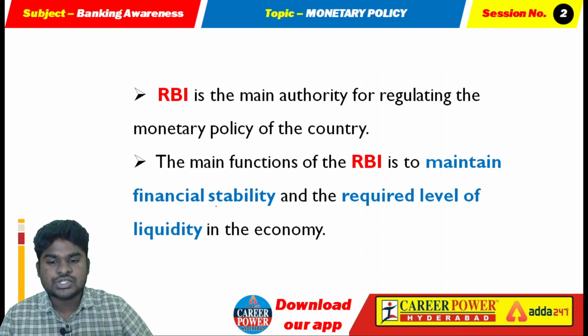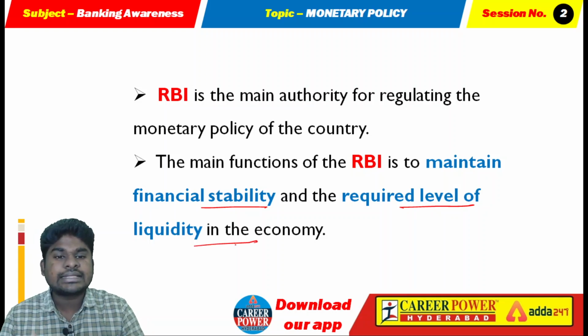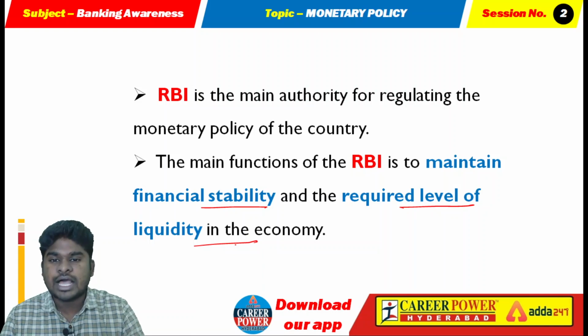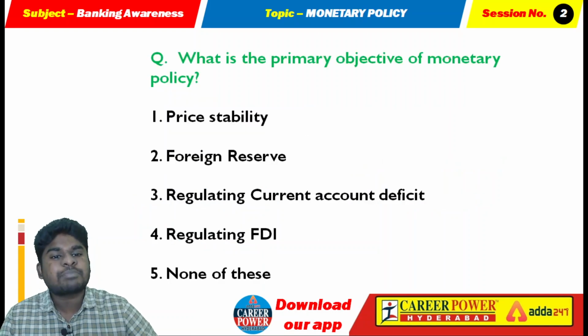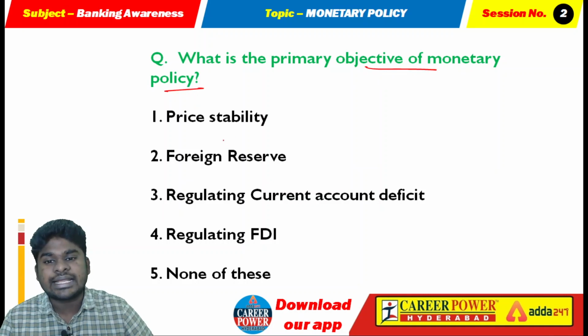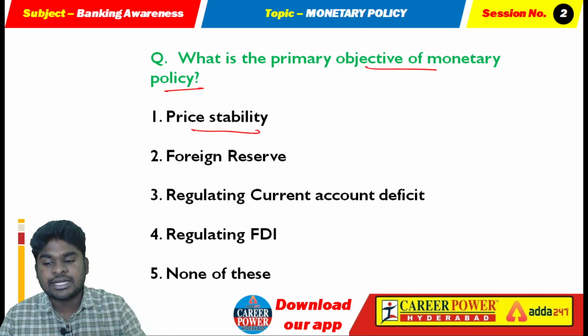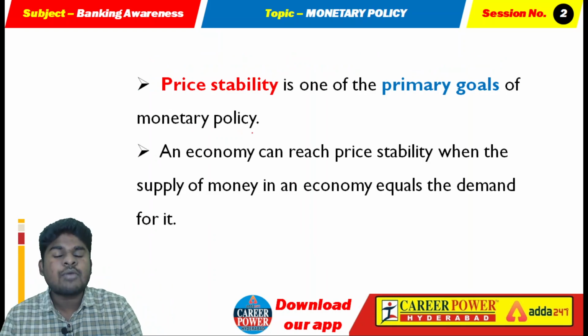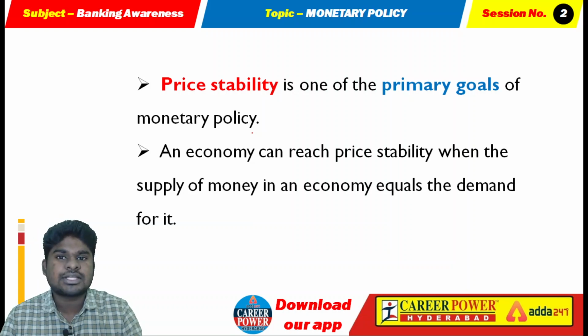So this main function is to maintain price stability and to maintain the required level of liquidity, cash in the economy. It is the main duty of RBI. The next question, what is the prime objective of RBI's monetary policy? It is price stability. So to maintain price stability is the prime objective of RBI's monetary policy. So please remember all these points.